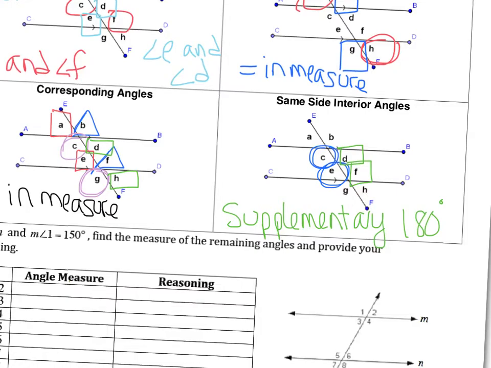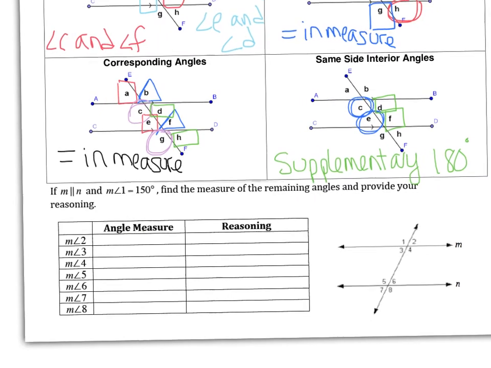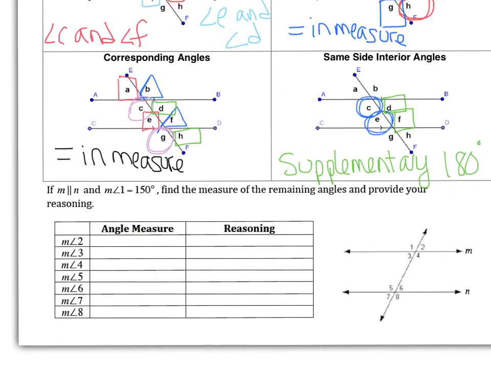All right, we're going to look at an example at the bottom here. So we're given that line M is parallel to line N, so we can mark those as parallel, and the measure of angle 1 is 150 degrees. We want to find the measure of the remaining angles and provide your reasoning. So if you look at the measure of angle 2, we know from our previous lesson that we have a straight line, and a straight line is 180 degrees. To find angle 2, we're going to do 180 minus 150, which is just 30 degrees. Our reason then is angles on a line.